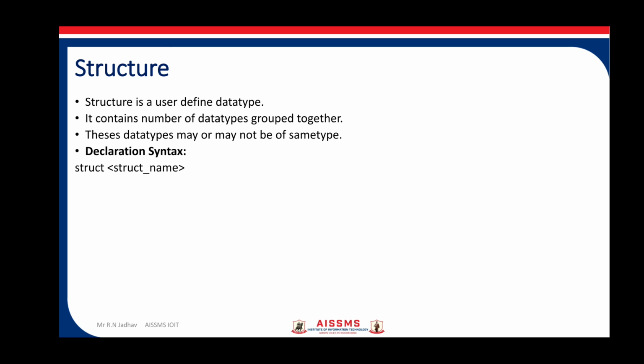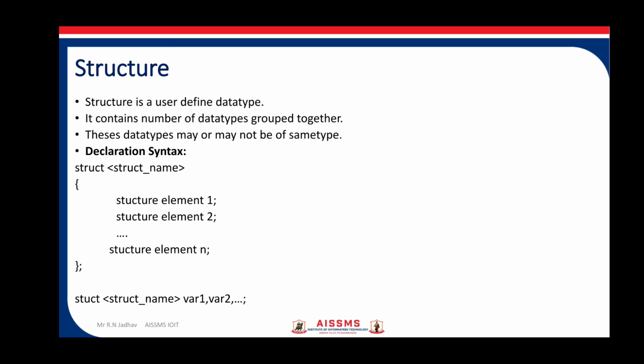What is the declaration syntax? We have to use the keyword struct followed by a name given to the structure. This name can be given by the user. Then we can list down the structure elements with their data types, and we can end the structure type with a semicolon. So this will define the type of a structure. Then to use this structure, we need to create variables by using the keyword struct, followed by the name of a variable. We can use this to create different variables.